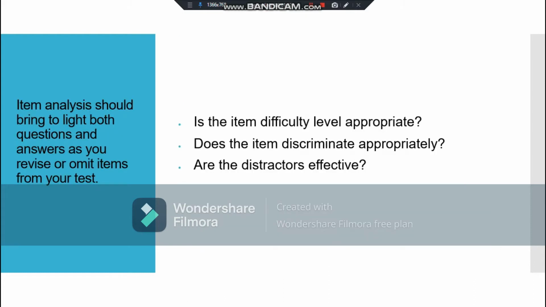So item analysis should bring to light both questions and answers as you revise or omit items from your test. It answers the questions: is the item difficulty level appropriate? Does the item discriminate appropriately? Or are the distractors effective?